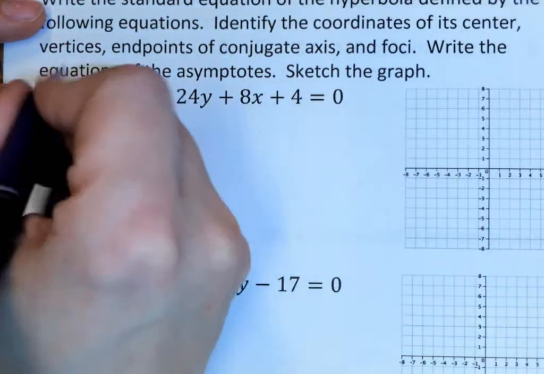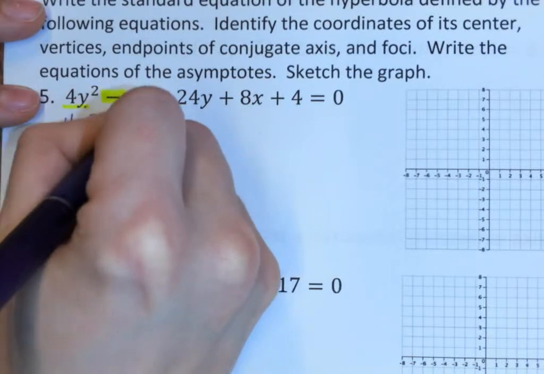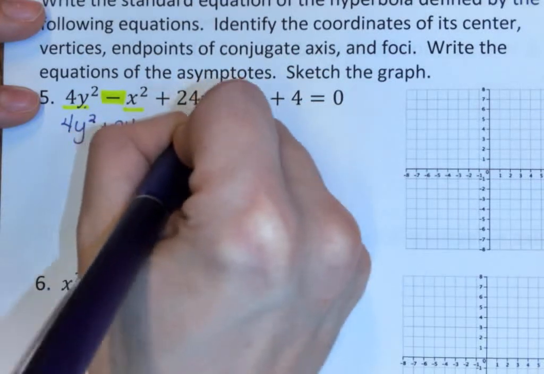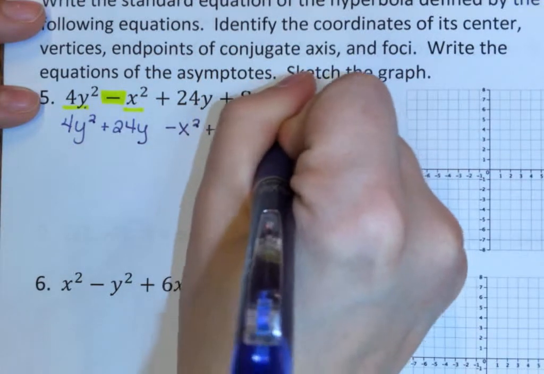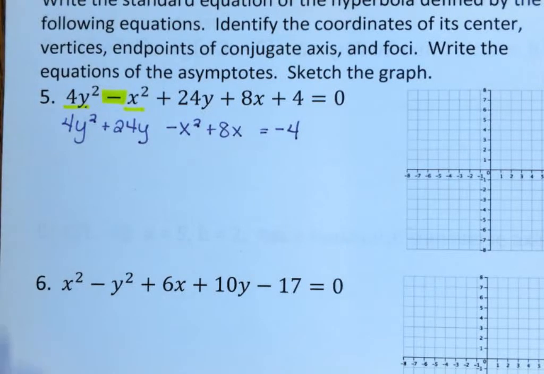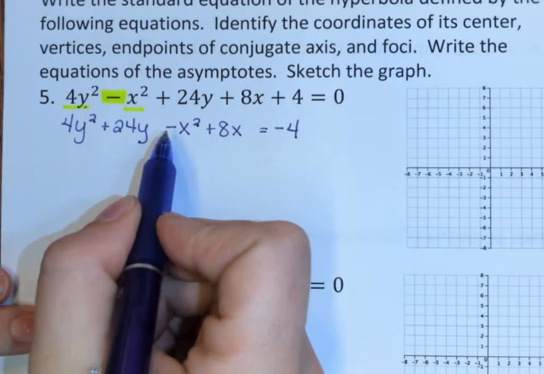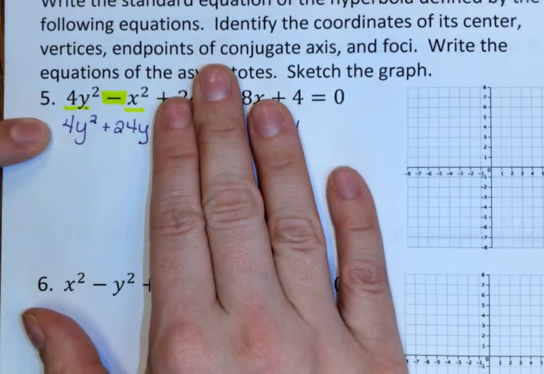So let's reshuffle. I will have 4y squared plus 24y. That's all of my y's. Then I'm going to do minus x squared plus 8x. And while we're at it, let's go ahead and move that 4 to the other side. Now again, this is very similar to what we did for ellipses. The only thing that's different is we now have that negative in front, and we've got to be a little bit careful with how we handle it. If I was just looking at this stuff here, what would you have done to complete the square?